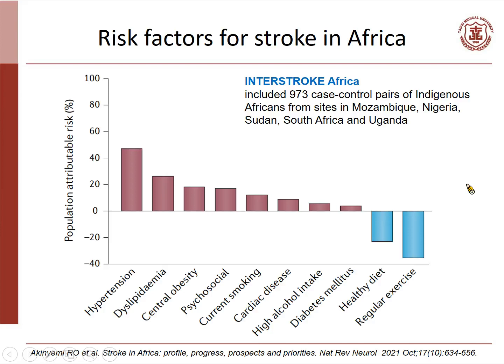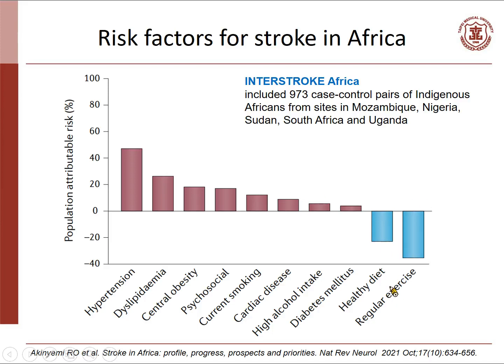But besides the medication, we still have something to do. This is the INTERSTROKE Africa study, including 973 case-control pairs, including Mozambique, Nigeria, Sudan, South Africa, and Uganda. No data from here, but I think this study can also reflect the people here. The highest risks are hypertension and dyslipidemia. So those two are important risk factors when we see a patient or educate the population to prevent stroke.